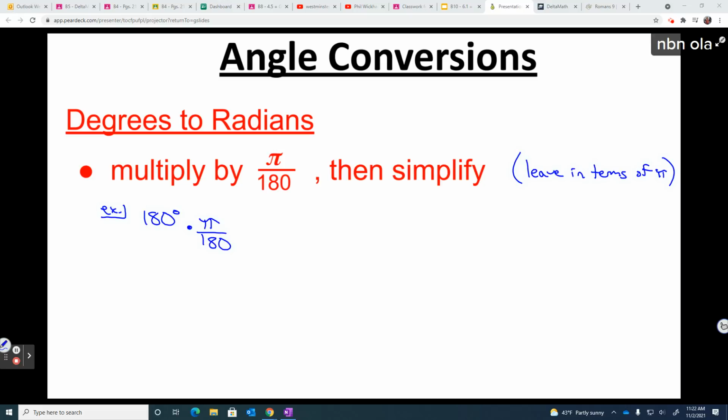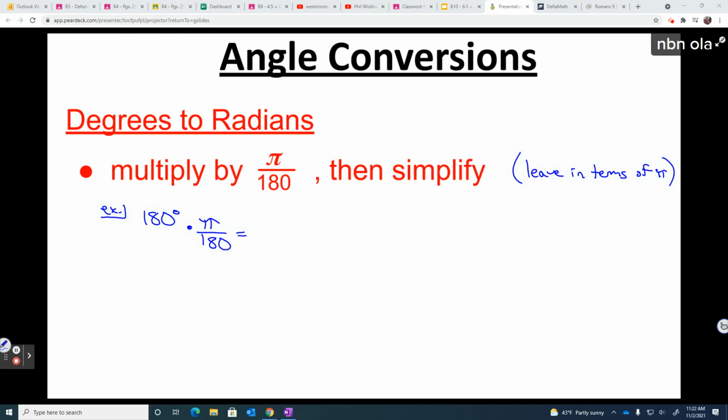And when you write it, think of it as a fraction. Think of this as just like 180 over 1. Well, pi over 180. We're not going to do this. We're not going to go 180 times pi and get a decimal, 565 point whatever, and then divide by 180. We're not going to do that.